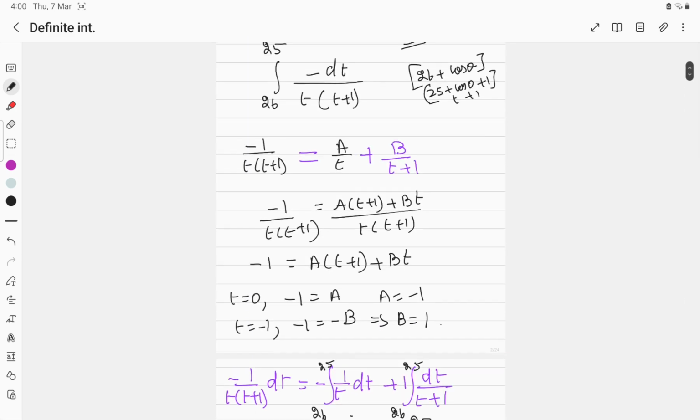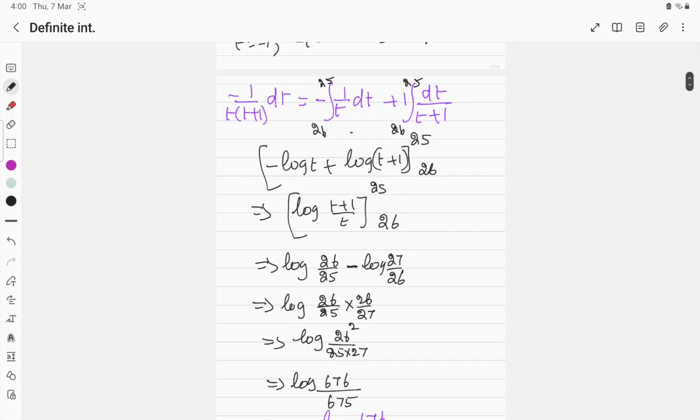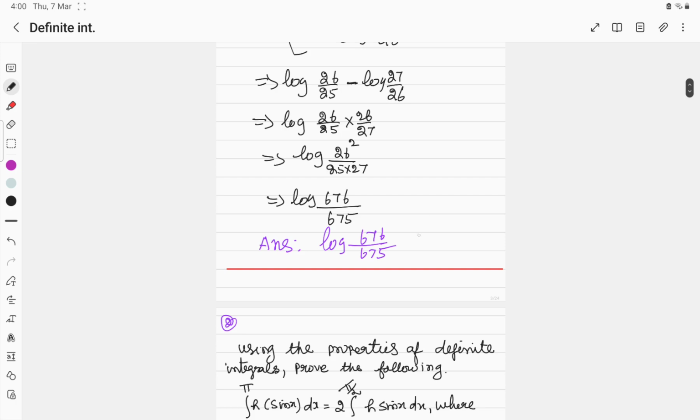Therefore, value of the integral of sin theta d theta by 25 plus cos theta into 26 plus cos theta becomes log 676 by 675.